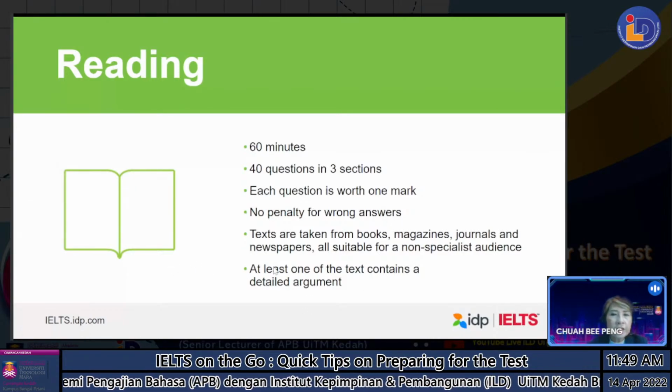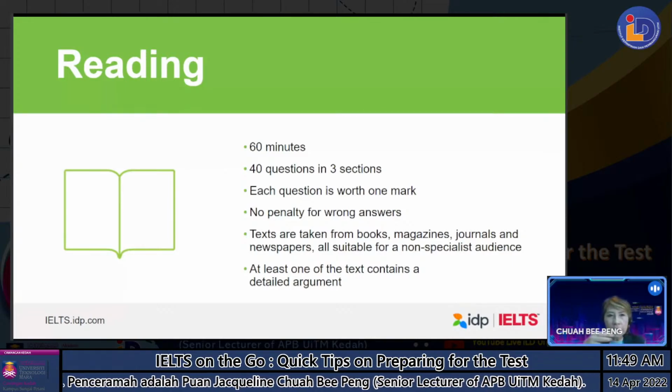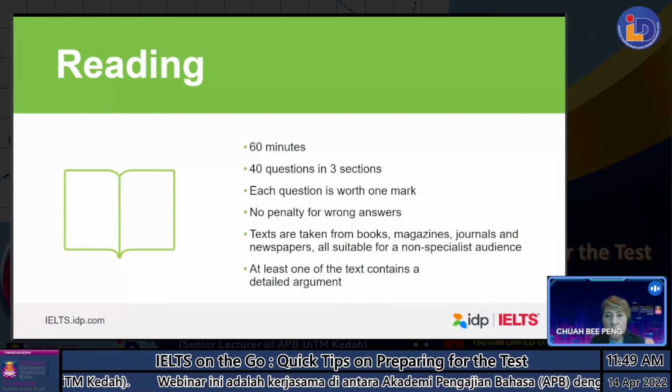At least one of the texts contains a detailed argument. So this is the tough part, yeah, because the argument will be written in a rather complicated way. So sometimes you may actually get mixed up. And especially when the questions will be written in a way that it is actually a paraphrase of the text. It doesn't give you the exact phrase. So you need to identify within that short time given.